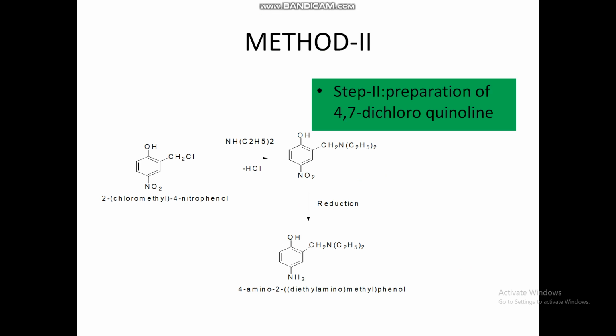So this is method 2 for preparation of 4-amino-2-diethylaminomethyl phenol. Okay, methods 1 and 2 are there, don't get confused. This is method 2 for the step 1 product. So 2-chloromethyl-4-nitrophenol is condensed with diethylamine, with elimination of hydrochloric acid. You know that already, it is a nucleophilic substitution reaction. That hydrogen and Cl will be eliminated. Next, reduction takes place. We are getting 4-amino-2-diethylaminomethyl phenol.